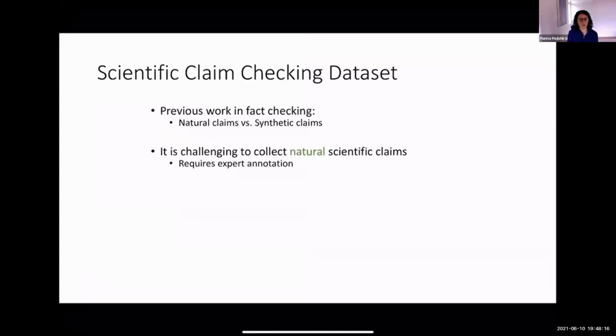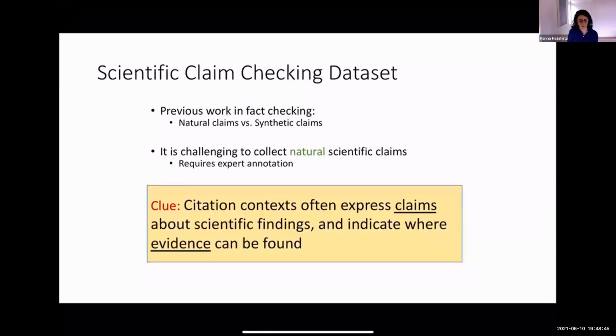Overall, in previous work in fact-checking, people have looked at natural claims versus synthetic claims. It's pretty important to focus on natural claims, because with synthetic claims, models can get and leverage the dataset biases. But overall, it's really challenging to build and collect natural claims. In particular, it is more challenging in the science domain because we need our experts to sit down and write down a few claims.